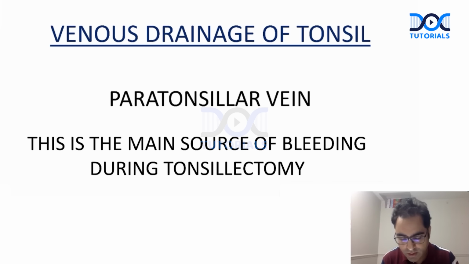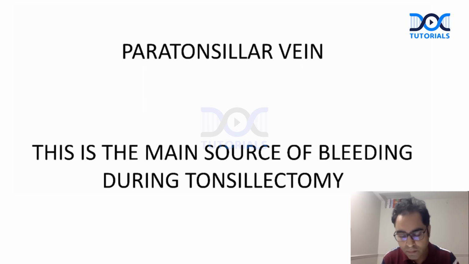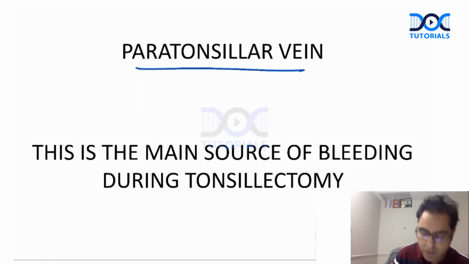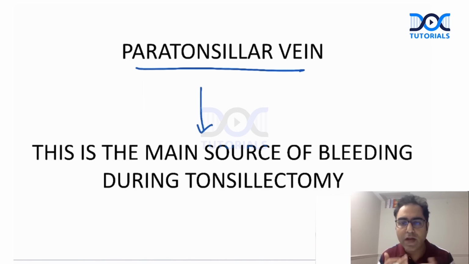Now, anatomy question. What is the venous drainage of the tonsil? The venous drainage of the tonsil is the paratonsillar vein. And the paratonsillar vein is the main source of bleeding during tonsillectomy. When you do tonsillectomy, there's a lot of bleeding going on over there, and the main source of bleeding during tonsillectomy is the paratonsillar vein, which is the main venous drainage of the tonsil.